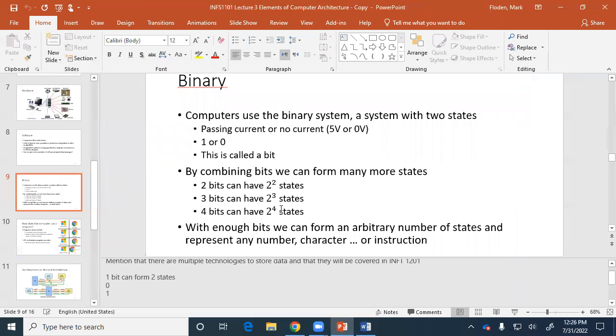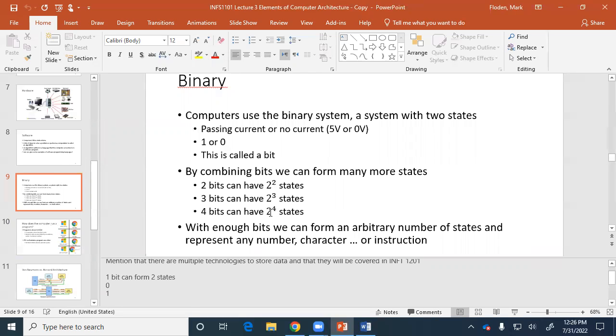So if you had 4 bits together, you could have 2 to the 4 states, because 3 bits is 2 to the 3 states. You all know that 2 to the 3 is 8, right? Because it's 2 times 2 times 2. That's 2 to the 3, 3 lots of 2 multiplied by each other, and that gives you 8. 2 to the 2 is just 2 times 2. 2 to the 4 is 2 times 2 times 2 times 2, 4 2s multiplied by each other.